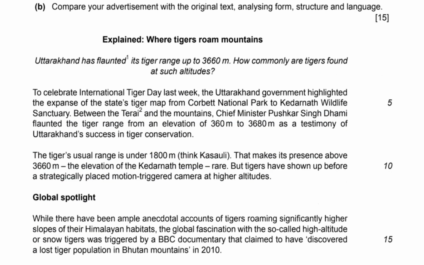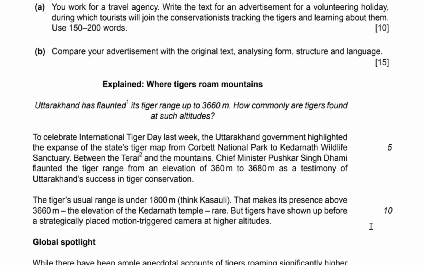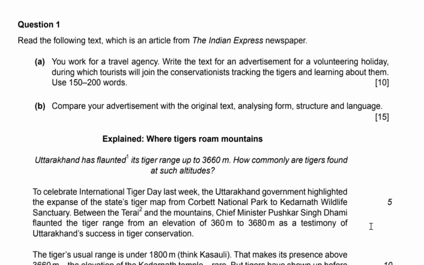We are going to start the comparison by expounding upon the introduction of both first. All right, perfect. After that we'll move upon the middle paragraphs. Then the last paragraphs we'll look upon them.